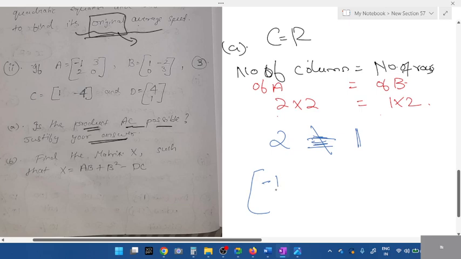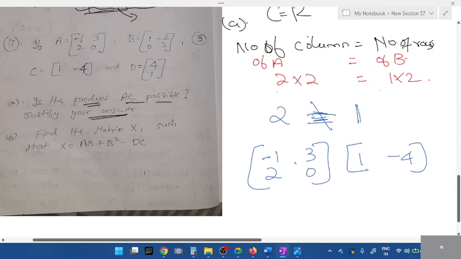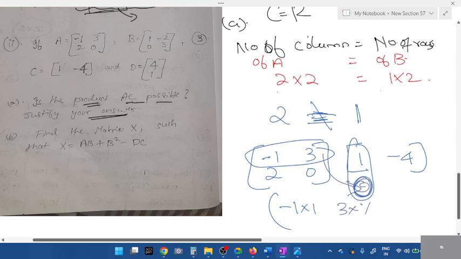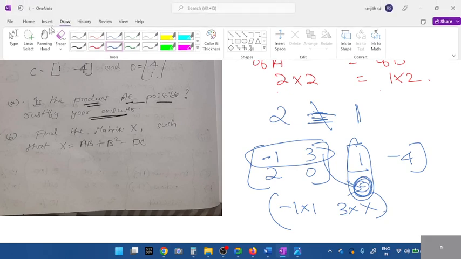This is the answer. You don't have to show the calculation. I'll just explain. This is A, this is C. If you want to multiply, we take the formula R1 C1, first row and first column. Minus 1 into 1 is fine. But for 3, there is no value given here. So therefore, you can't multiply it. This is the actual logic.